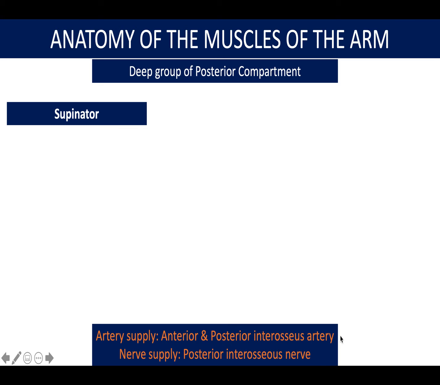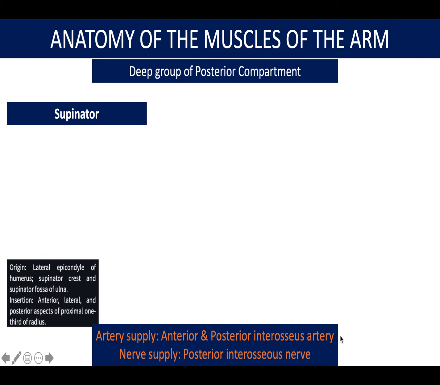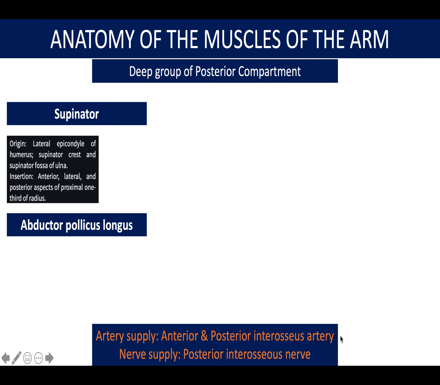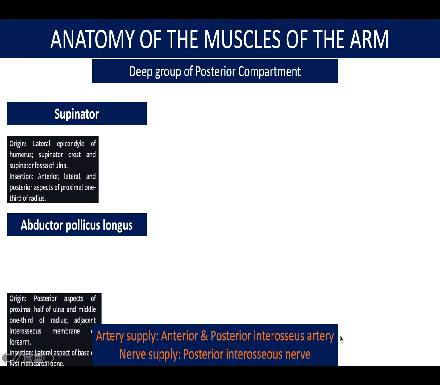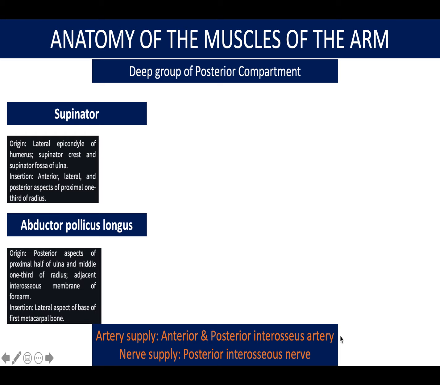Muscles include supinator, whose main function is supination of the arm. Next one was abductor pollicis longus. Now, supinator originates in the lateral epicondyle of the humerus and inserts into the posterior aspects of the third of the radius. You don't really need to know exactly the origin and insertion, as long as you can identify the muscle, and you are good to go.